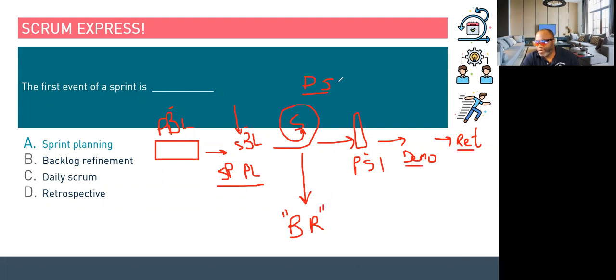And just remember your roles: product owner, scrum master, and the developers, or the development team, if you will, or team. Sometimes we refer to them as developers, other times we refer to them as development team. But you just need to read through the context of the question and know what is being spoken about. All right, so the first event of the sprint is sprint planning.